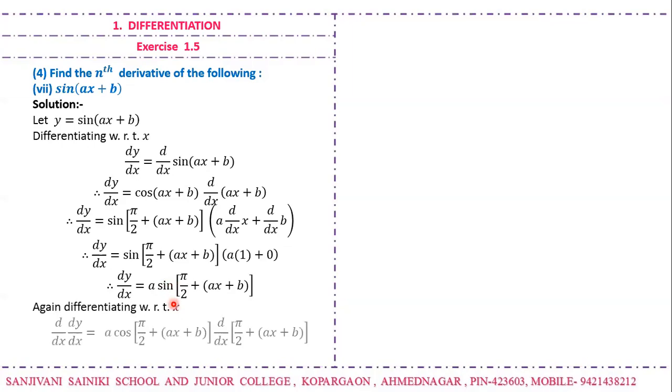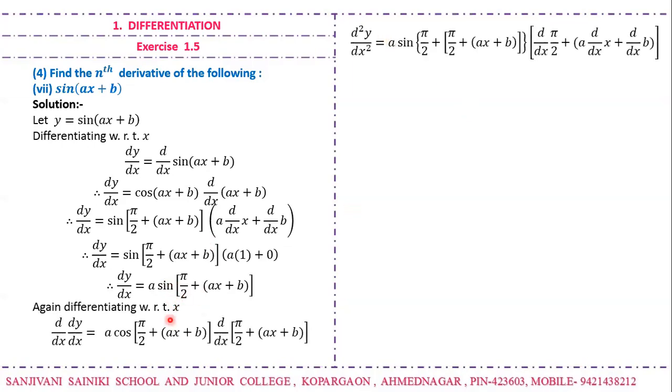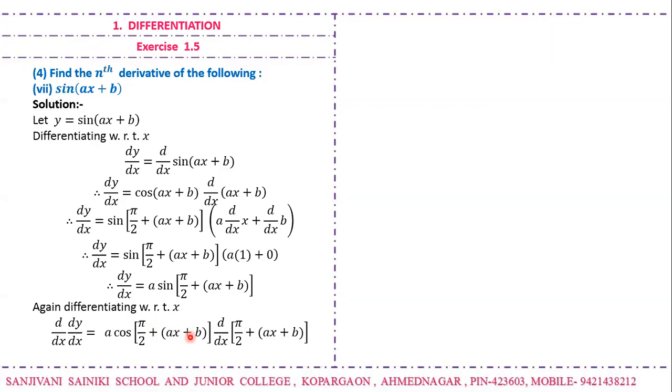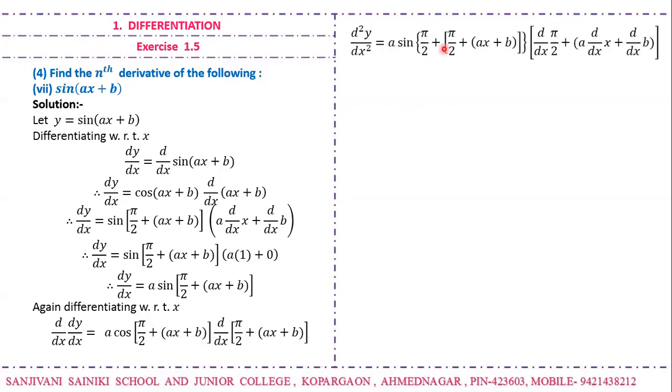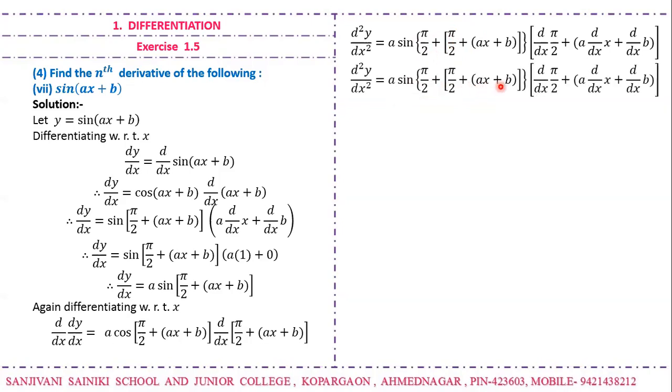Differentiate this with respect to x. What do you get? a times cos of pi by 2 plus ax plus b, into d by dx of pi by 2 plus ax plus b. Now again here the derivative is only a, and this cos of pi by 2 plus theta can be written as sine 90 plus theta, where this is theta. So again pi by 2 plus pi by 2 is 2 pi by 2. a times sine of 2 pi by 2 plus ax plus b, and here the derivative is only a. So this a and that a make a square, sine of 2 times pi by 2 plus ax plus b.